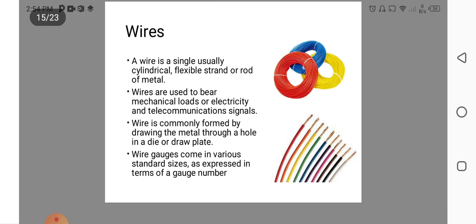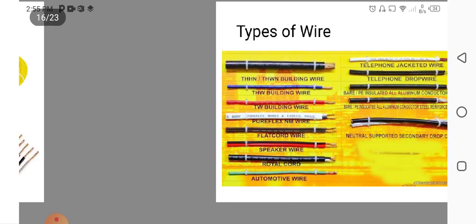I'll be talking about wires. Wire is a simple, usually cylindrical, flexible thread or rod of metal. You can see some pictures shown of wire. Wires are used to bear mechanical loads or electrical and telecommunication signals. Wire is commonly formed by drawing the metal through a hole in a die or drawplate. You can see wires of different colors are available.